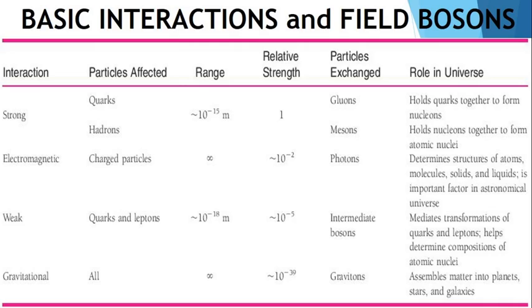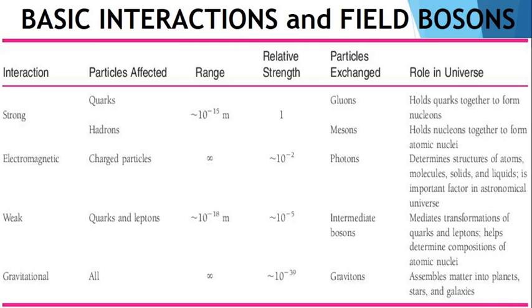Or we can say the particles affected by the strong force are hadrons. Generally we can say it as hadrons, but hadrons are made up of quarks. So when we say that the particles affected are hadrons, we can say that the exchanged particles are mesons. We are not going into the deeper concept of quarks. We are just saying that the particles affected are hadrons. So between the hadrons, mesons are exchanged.